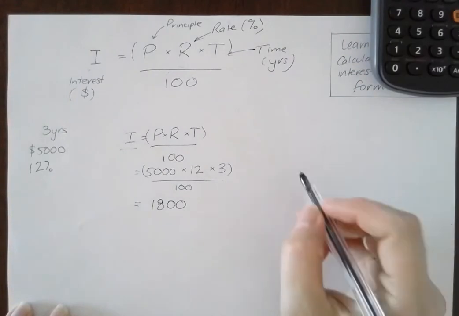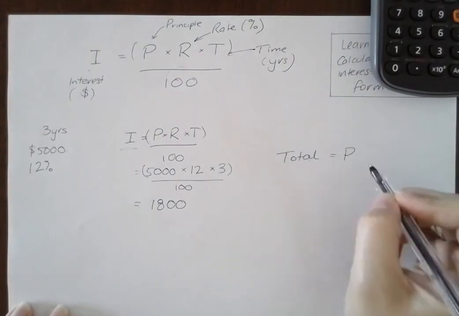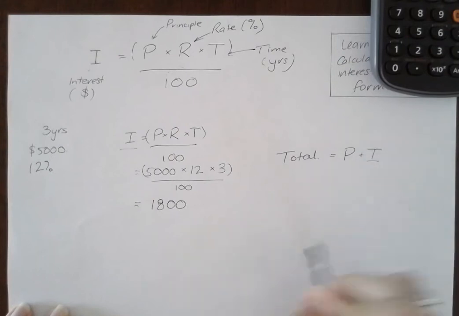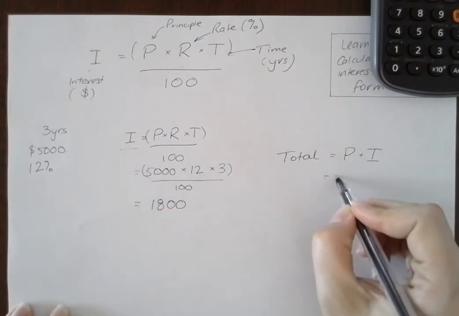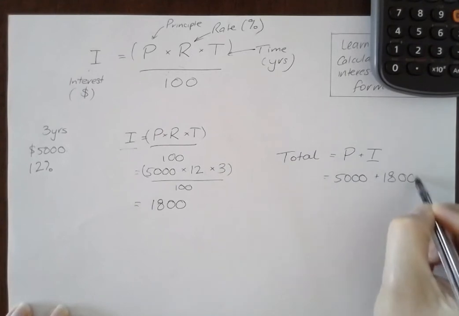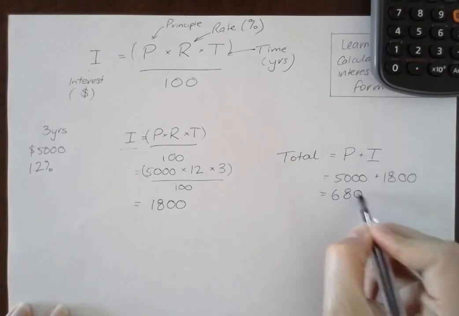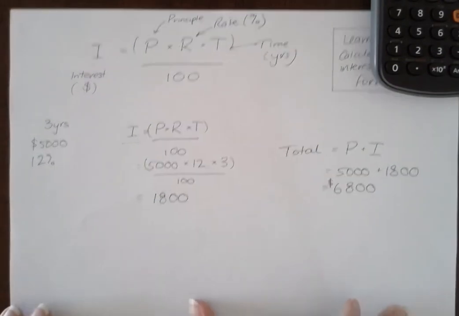Remember, we sometimes want to find the total, and the total is our principal, how much we borrowed, plus how much interest has accrued on it. Our principal was 5,000, so 5,000 plus 1,800 gives us 6,800, which is exactly the total we got in our last example when we used the table. So it's just a faster way of doing it.